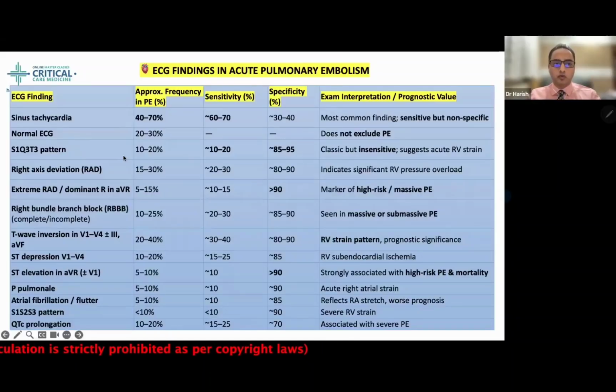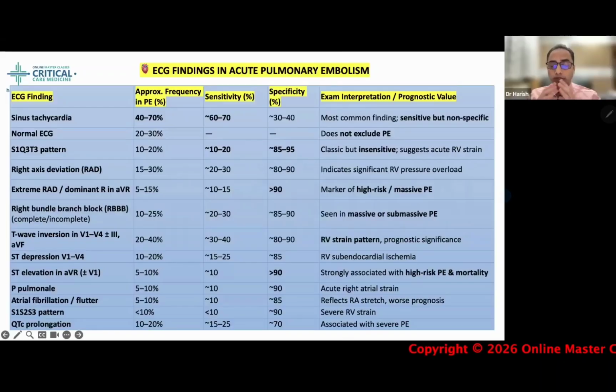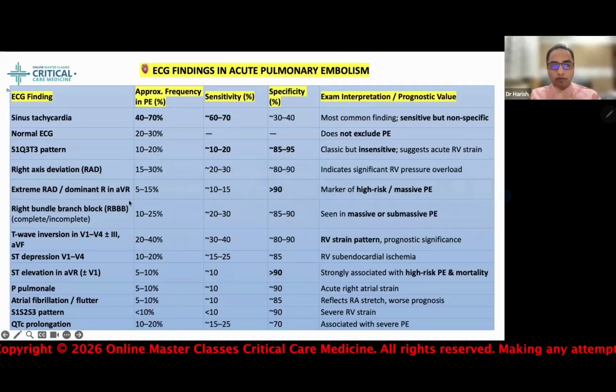But as I told, the most common manifestation is sinus tachycardia. It is around 60 to 70% sensitivity. Normal ECG can be seen in around 20 to 30%, but it does not exclude the PE. S1Q3T3 pattern is approximately 10 to 20%. So low sensitivity, but very good specificity, because of the acute RV strain. Right axis deviation, extreme right axis deviation, or dominant R on aVR.